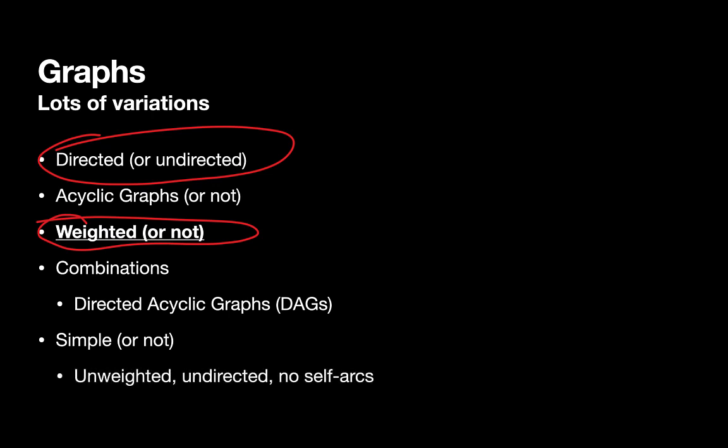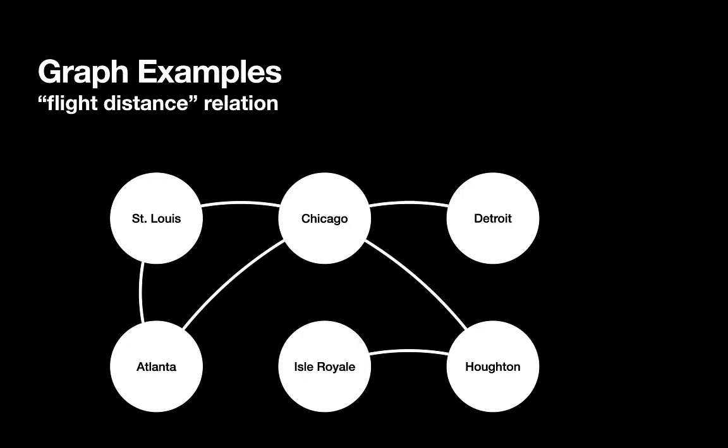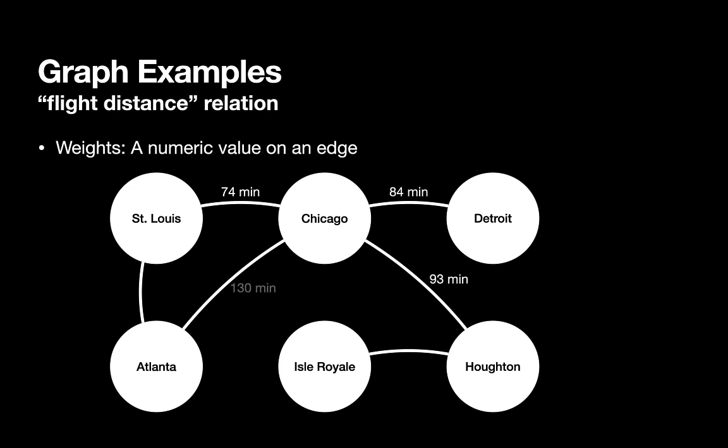Okay, so as an example of an undirected graph, last week we talked about this idea of flight distances, with the edge being a relation that indicates the distance between two cities. And I actually talked about the distance in terms of time. So a flight from St. Louis to Chicago may take 74 minutes, from Chicago to Detroit, 84 minutes, and so on and so forth. We could think of airports as being connected together based on the amount of time a flight actually takes.